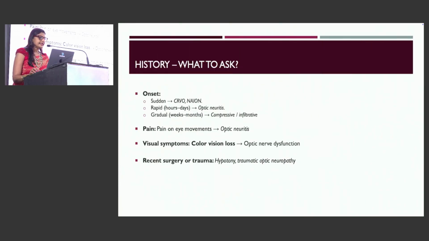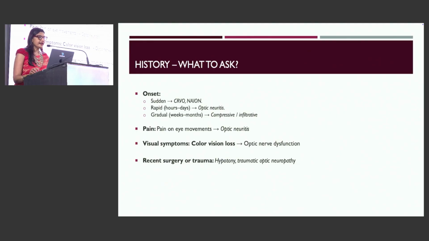Now, what to ask in the history? So, one, we already said onset. You want to know whether it has been sudden or the symptoms have come in over the days to weeks, or is it gradually over many weeks to months? Next, you should know whether the patient has pain, especially pain on eye movements. Patient may not complain of pain, but if you ask them whether there's pain on eye movements, they will give you that piece of clue that it is optic neuritis you're dealing with.